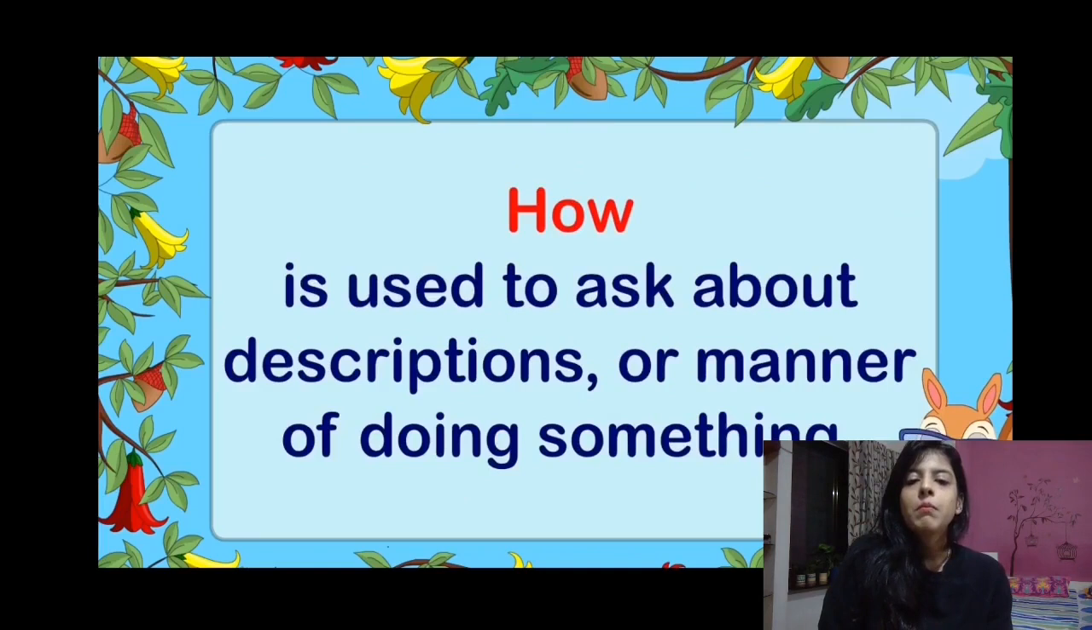Manner of doing something. You have a lot of homework to do, and your mom asks you, how are you going to do this homework? Or if you don't understand a math sum, you ask your teacher, Ma'am, how do I solve this sum? So that is the manner of doing something. You are asking how to solve the homework, right? So that is why we use how with descriptions or manner of doing something.